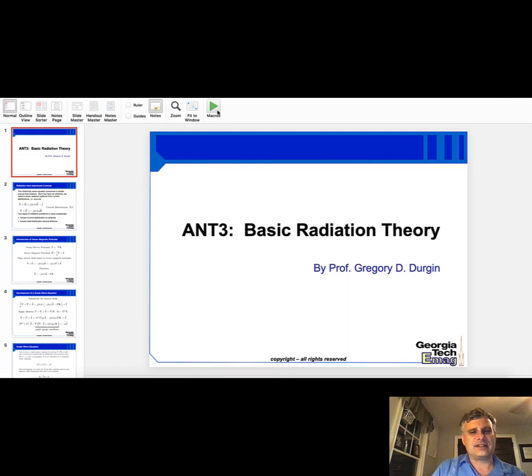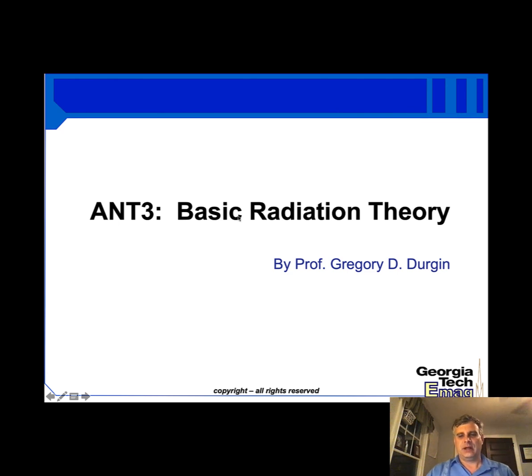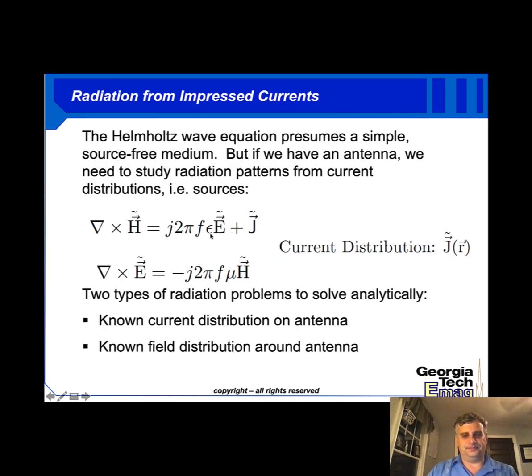So let's talk now about the radiation equation and how to actually mathematically solve these class 1 radiation problems. These slides you can find online. And we're going to start with the Helmholtz wave equation. Now, if you've gotten this far in the antennas course, hopefully you've reviewed the Helmholtz wave equation lectures and the Maxwell's equations lectures to figure out our starting point for today. So what I have here are two of Maxwell's equations.